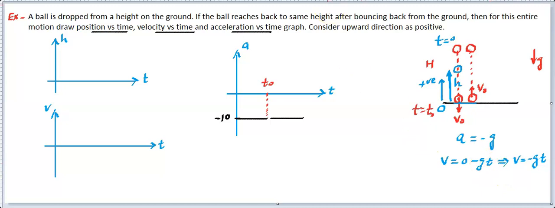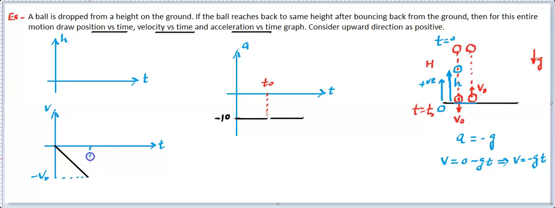And how to plot this minus gt? This is a straight line passing through the origin, having negative slope, so it will look like this. So we can draw like this. It's a straight line like this. So velocity is basically increasing in the negative direction and becoming maximum when it hits the ground. So this is going to be maximum in the negative direction, or you can say minus v naught. Minus means negative direction, and this time is the time when it hits the ground.